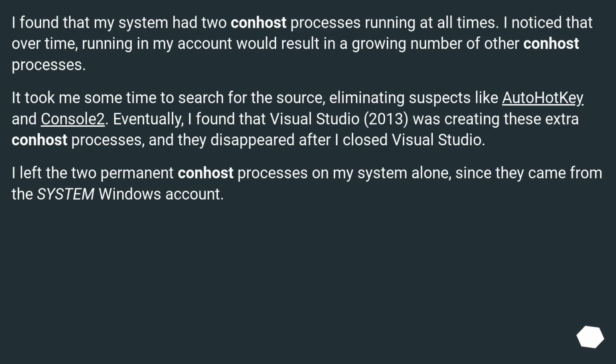I found that my system had 2 conhost processes running at all times. I noticed that over time, running in my account would result in a growing number of other conhost processes. It took me some time to search for the source, eliminating suspects like AutoHotkey and Console2. Eventually, I found that Visual Studio 2013 was creating these extra conhost processes, and they disappeared after I closed Visual Studio. I left the 2 permanent conhost processes on my system alone, since they came from the system Windows account.